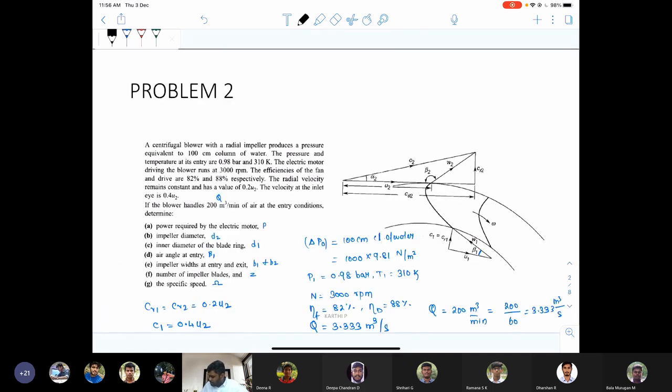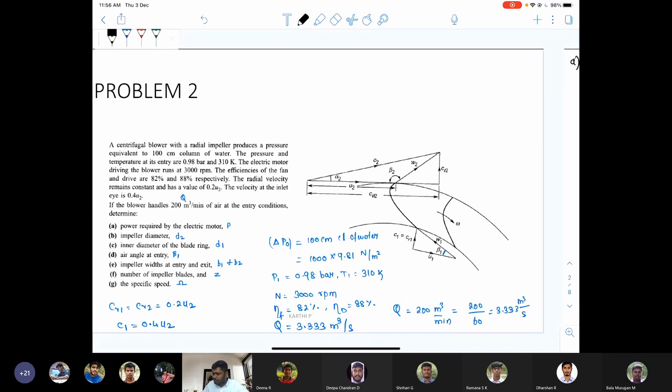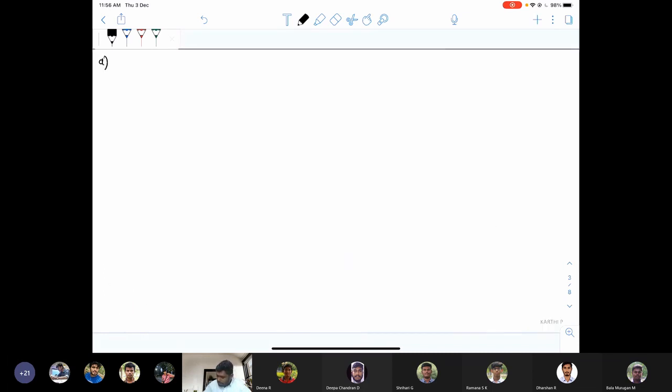The first subdivision is the power required by the electric motor. We have to find the power required by the electric motor. There are actually two powers, the ideal power and the actual power. The ideal power is given by an equation for the power required, P.